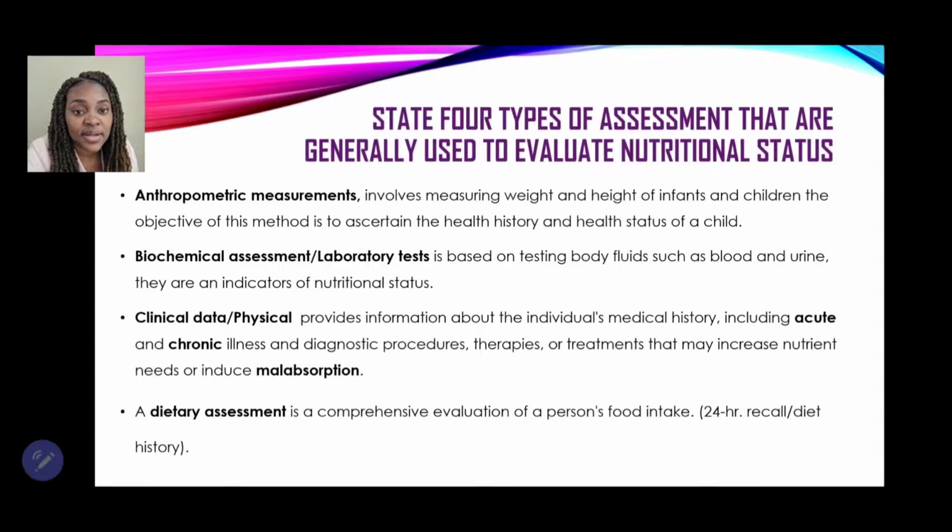Next is clinical, sometimes called physical. So the clinical data provides information about the individual's medical history. So it's like when you go to school, before you're admitted, you have to do a medical, right? So that is an example of a clinical. And then if they ask you to do a urine test, then that's a biochemical. If they test your weight and your height, that would be anthropometric.